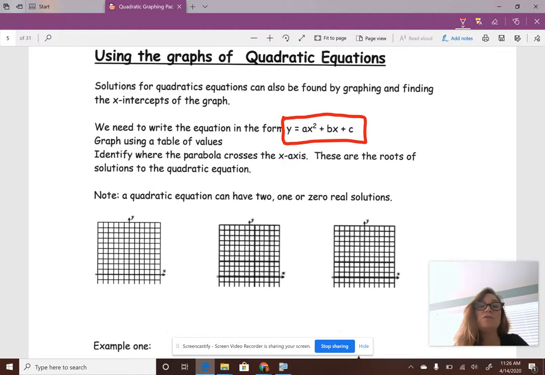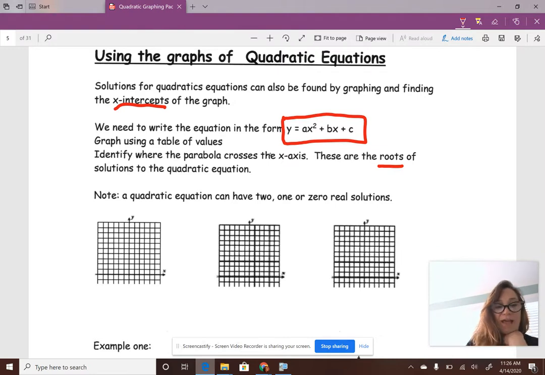Okay, solutions for quadratic equations can be found by graphing and finding the x-intercepts. The x-intercepts are also known as the roots or the solutions. It's going to be where the parabola, which is the name of the graph of the function. All quadratic functions, when they're graphed, are called parabolas. And we're going to be looking for the roots. So when we're looking for the roots, there are three things that could happen.